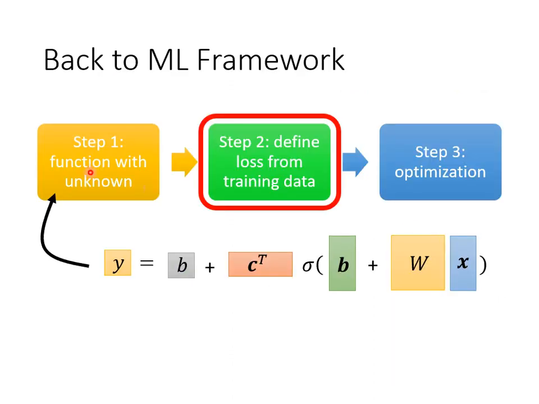Okay, here we just took the first step. We rewrite the first step of machine learning by redefining a function with unknown parameters. Then we will proceed to the second and third steps.